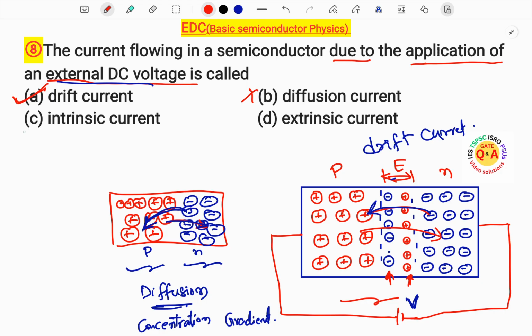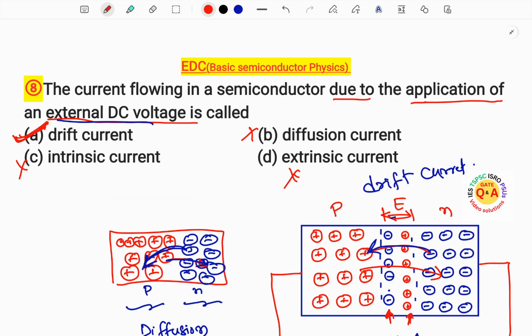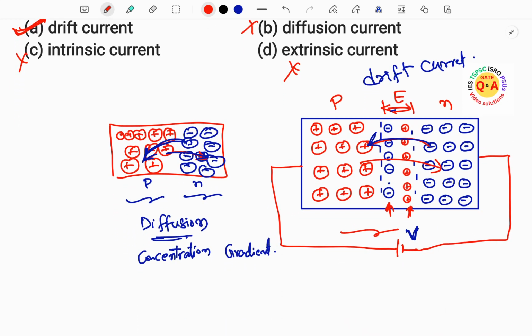Diffusion current is due to concentration gradient, so this is wrong. Intrinsic current: this is a pure semiconductor, it doesn't have current, so this is wrong. Extrinsic current is also wrong. Option A, drift current, is correct. Now we will see some points regarding this.